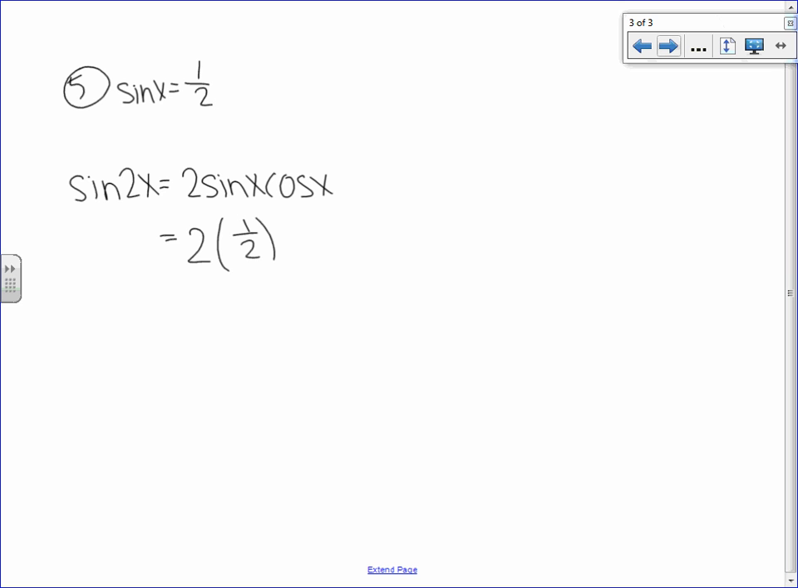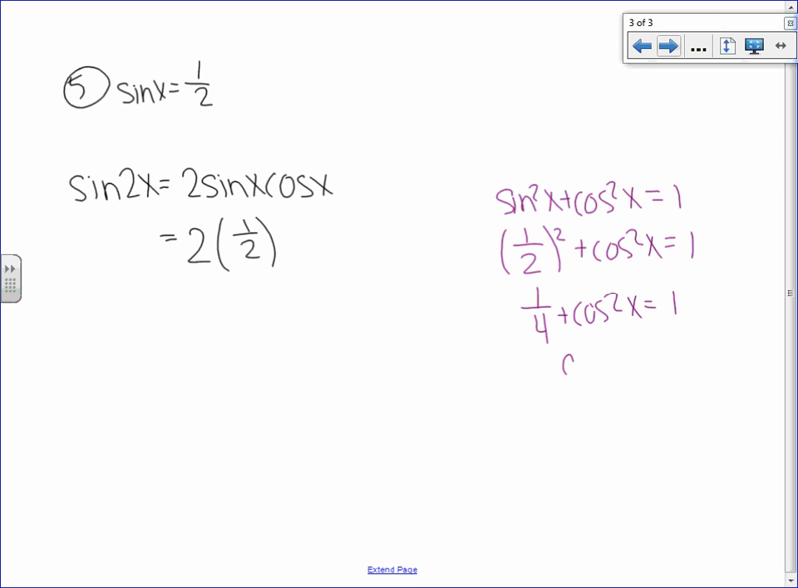I can plug 1/2 in for sine x. I need to do some work to find cosine x. I'll come over here and use my Pythagorean identity. Sine squared x plus cosine squared x equals 1. Plug in my 1/2. 1/2 squared is 1/4. So that is going to be cosine squared x is equal to 3/4. So take the square root of both sides. Cosine x will be equal to plus or minus the square root of 3 over 2.